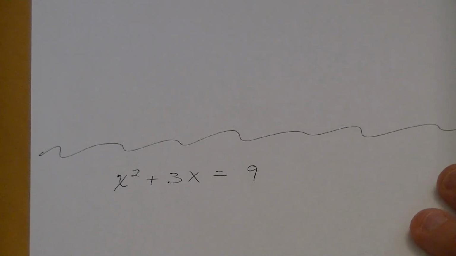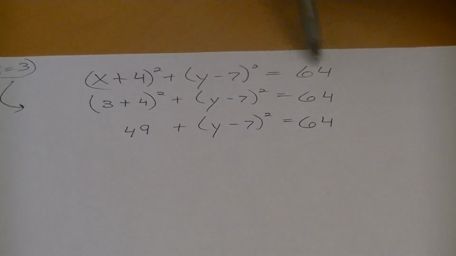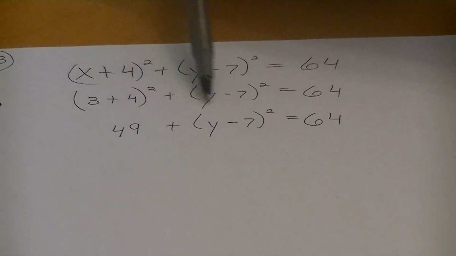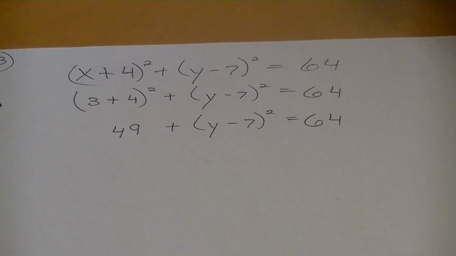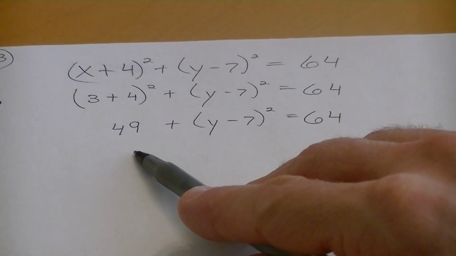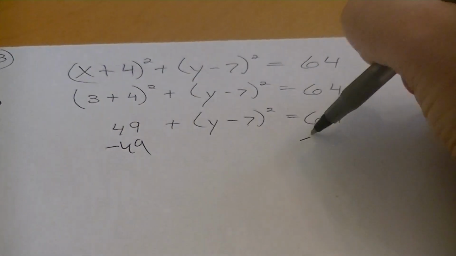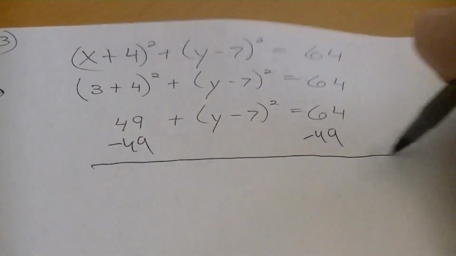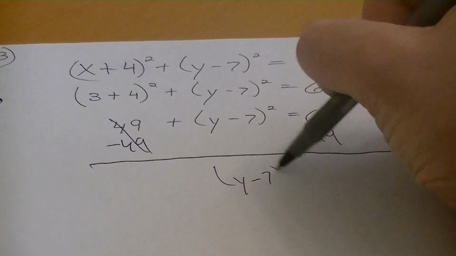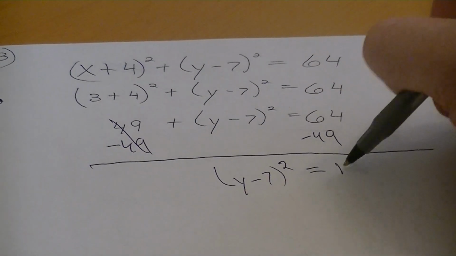Same starting equation. Don't worry about what's on the bottom if you can see that. Same starting equation. I substituted x. 3 plus 4, 7 squared, 49. Now, this is a special type of equation in the sense that if I subtract 49 from both sides, then I get something really user-friendly. Y minus 7 squared equals, what is that, 15.